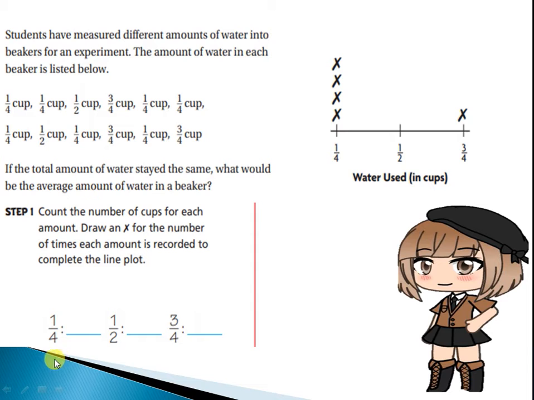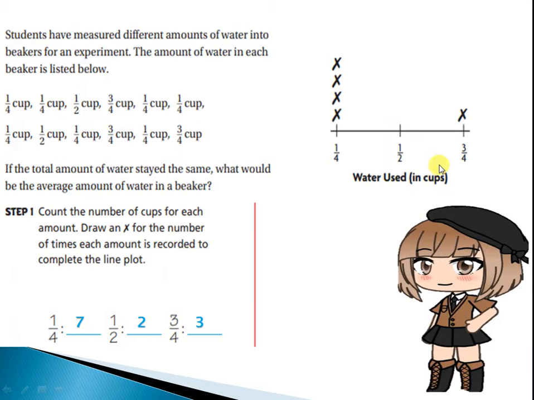How many 1/4 do we have here? So let's count together. This is 1, 2, 3, 4, 5, 6, 7. Any 1/4 again? No, it's 7. And how many halves? 1, 2. So it's just 2. And how many 3/4? 1, 2, 3. Let's count again. 1, 2, 3. So it is 3 in all.